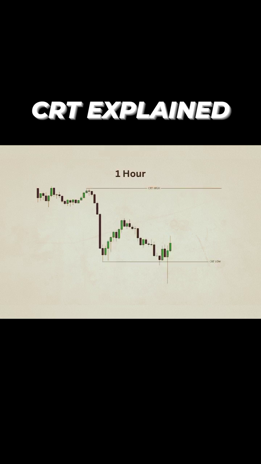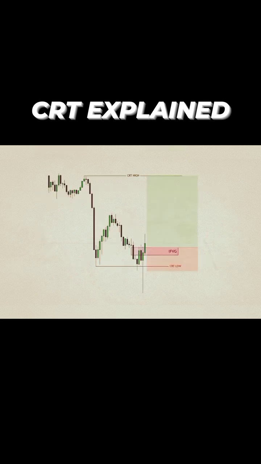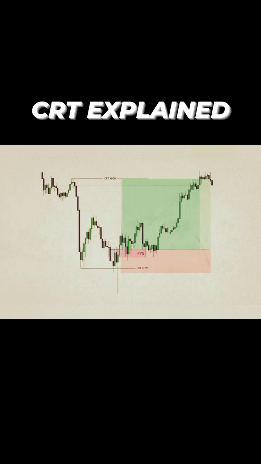On the 1-hour chart, we can clearly see that the CRT low was actually a liquidity sweep. After that, the next thing I notice is this bearish fair value gap that price completely disrespected, which now makes it an inverse fair value gap. So we can set our entry at that inverse fair value gap, because once price disrespects a fair value gap, it will most likely use it as a retest level to continue moving higher. Our stop loss is placed just below the CRT low, and our take profit is set at the CRT high. And as you can see, price impulsively went straight to take profit.